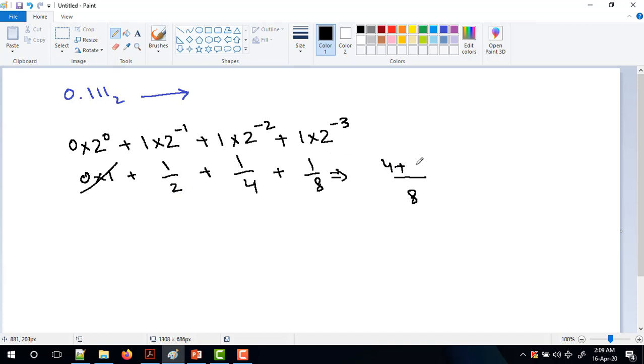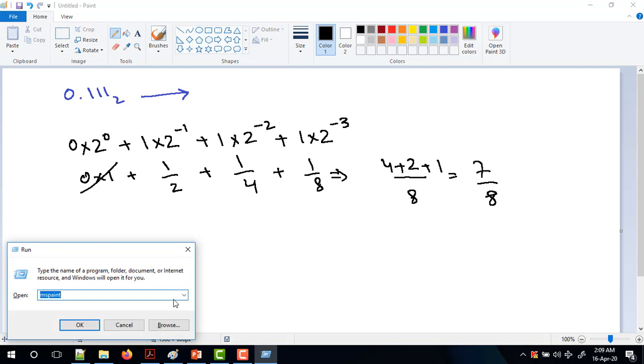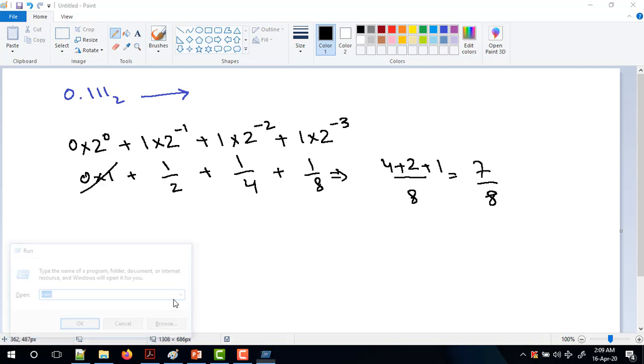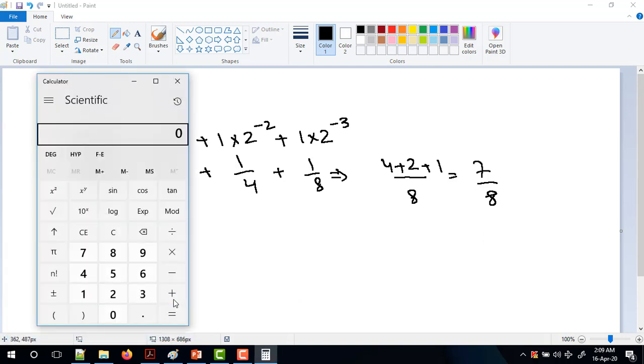Then 4 means it will be 2 and it will be 1. That is 7 upon 8. When you convert it or divide 7 by 8, you will actually get a number which is very close to 1 but not actually 1. Let's say we do it. 7 divided by 8, you'll get 0.875, which is not 1, but this is very close to 1.